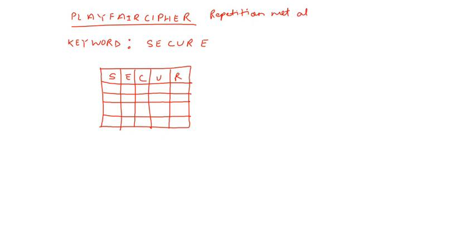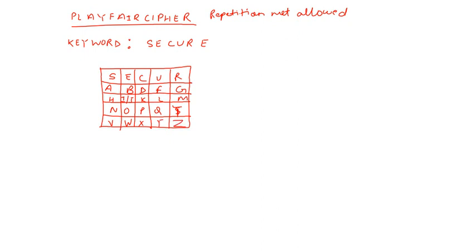So now we will start filling in all the alphabets. A, B, C is already there, D, E is already here, F, G, H, I and J should be in the same cell, I J, K, L, M, N, O, P, Q, R is already there, S is already here, so here will be T, U is already here, V, W, X, Y and Z. So now this is our matrix using which we need to encrypt our text.